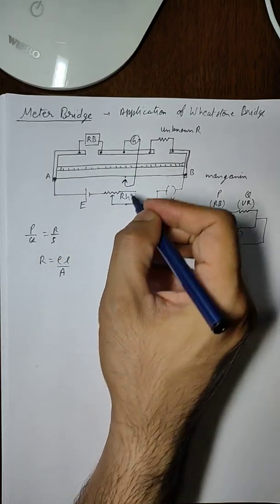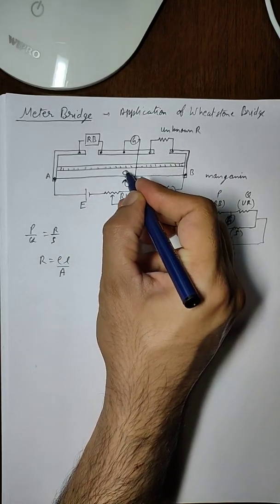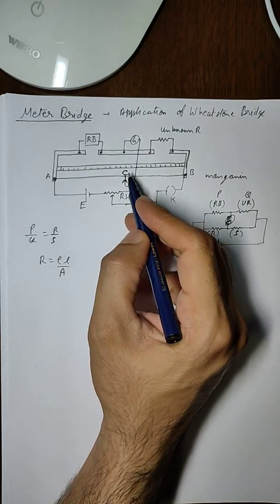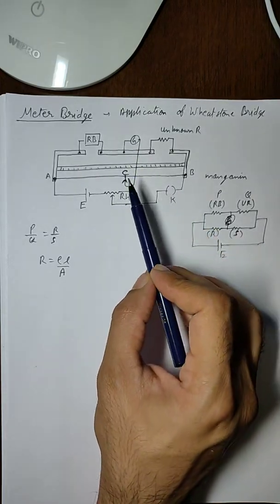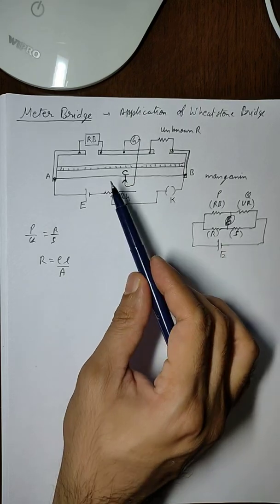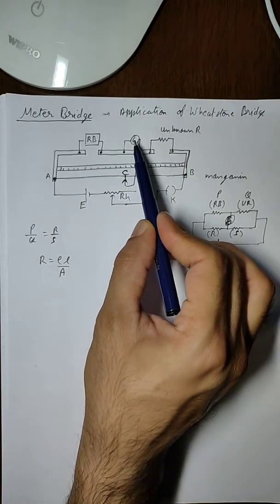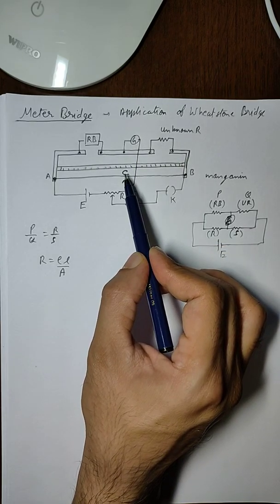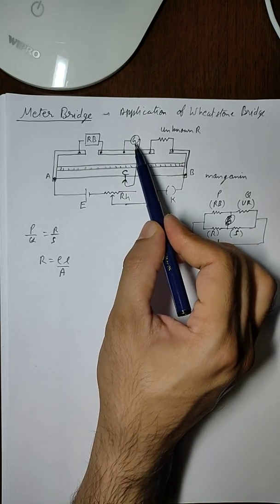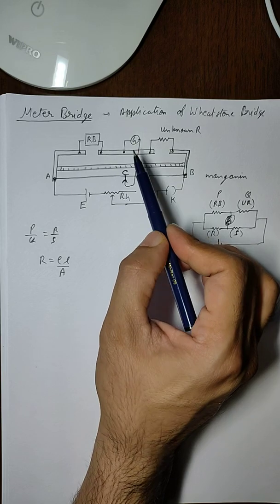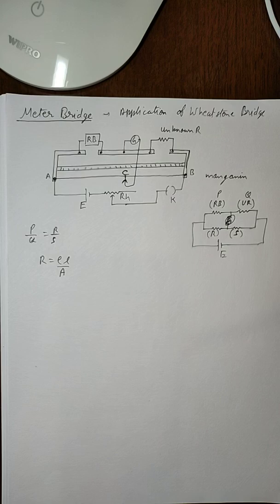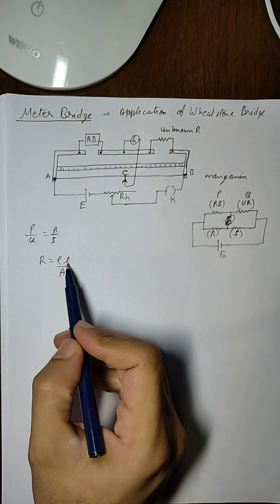Let us say that this is point C and this is the point at which there is zero deflection in the galvanometer. Now what we do in practicality is that we touch this key at various points and we notice the deflection in the galvanometer. Actually we try to find out a point at which the galvanometer does not show any deflection. At that point we say that the Wheatstone bridge or the meter bridge is balanced. So we have to basically find out the length.